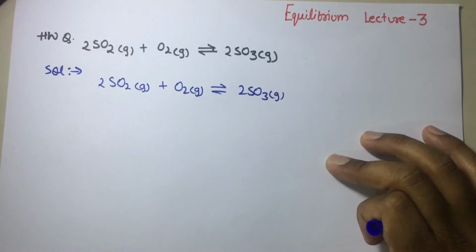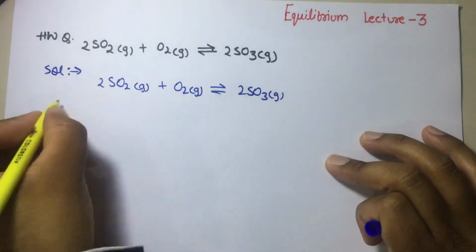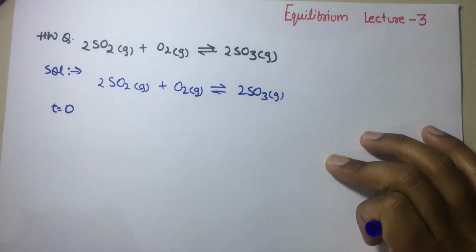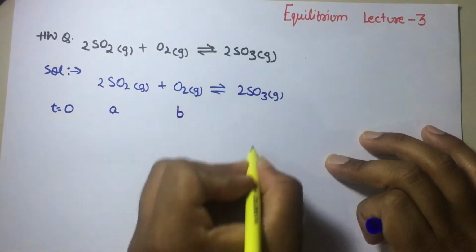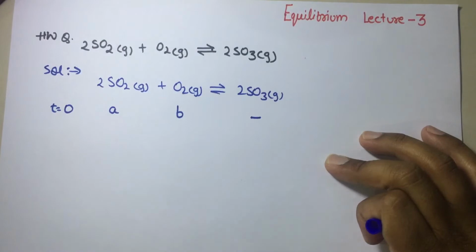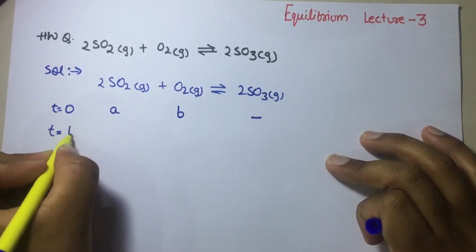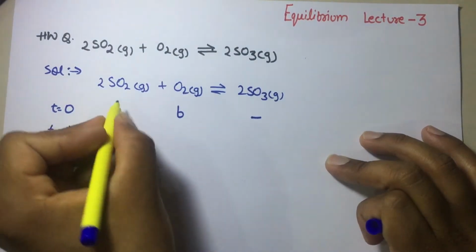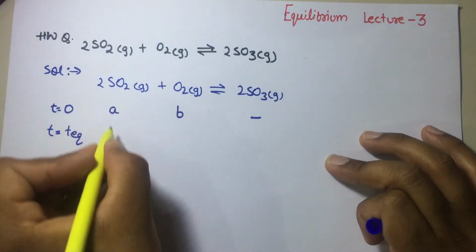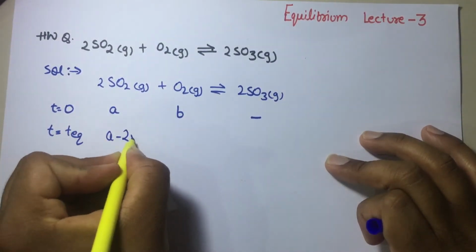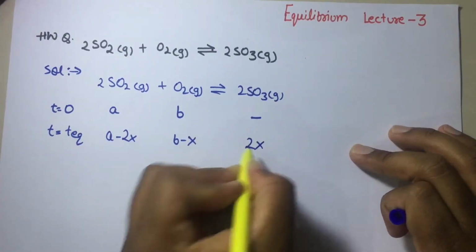Then I told you that first of all, write the number of moles at T equal to 0. At T equal to 0, suppose SO2 is A and O2 is B, and no SO3 is formed yet. Suppose at time T, equilibrium, the number of moles of SO2 used is X. So it will become A minus 2X, B minus X, and SO3 will be 2X.